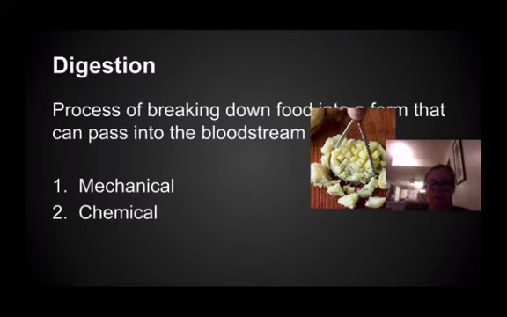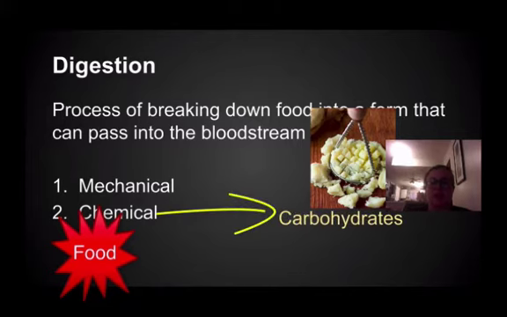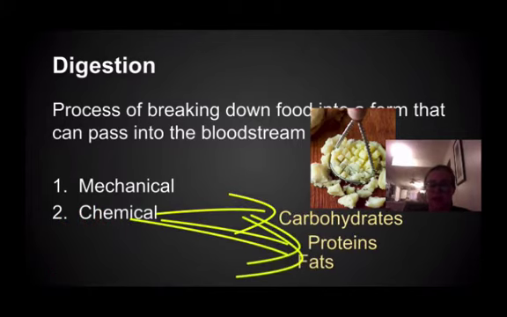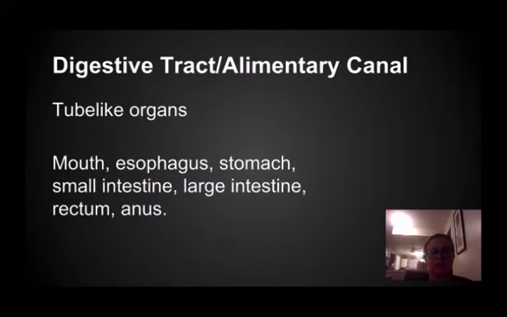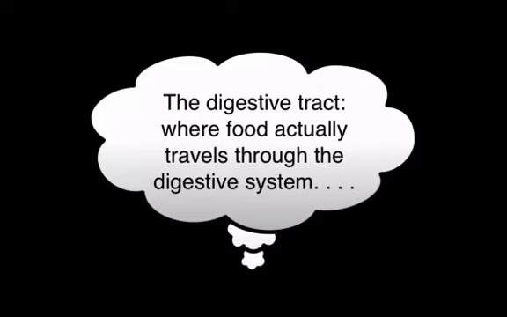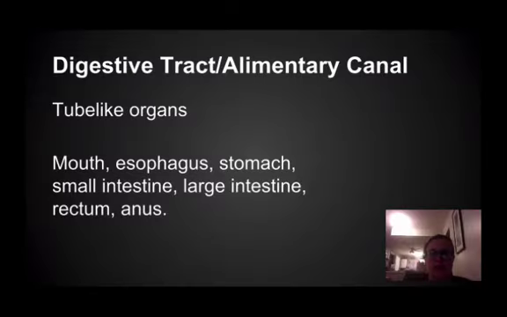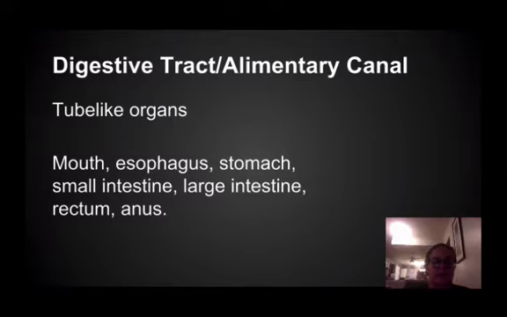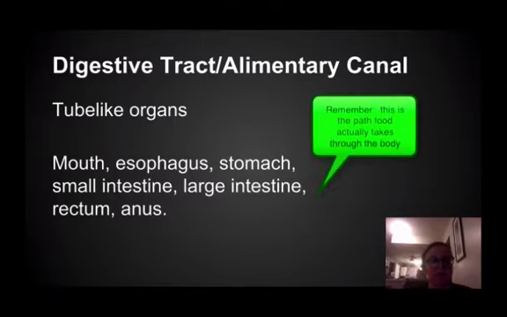And there are 3 basic kinds of nutrients that food is broken down to. We have carbohydrates, proteins, and fats. So there's a part of the digestive system called the digestive tract, and also called the alimentary canal. This is a series of tube-like organs, and the organs that this includes is the mouth, esophagus, stomach, small intestine, large intestine, rectum, and anus.